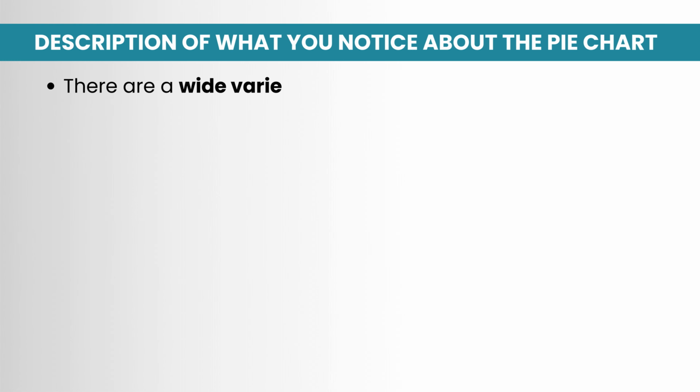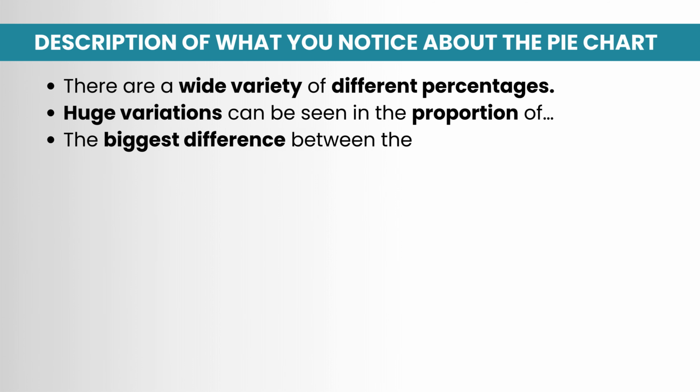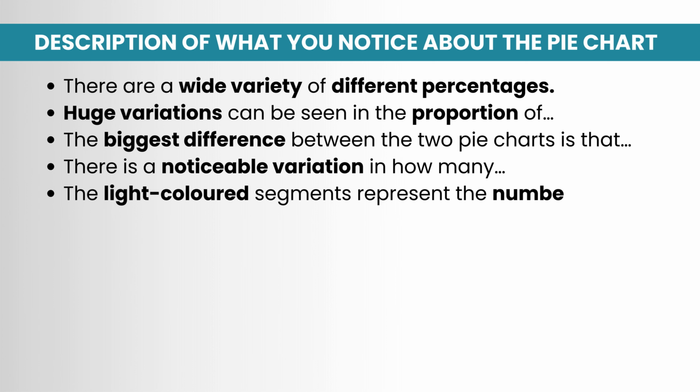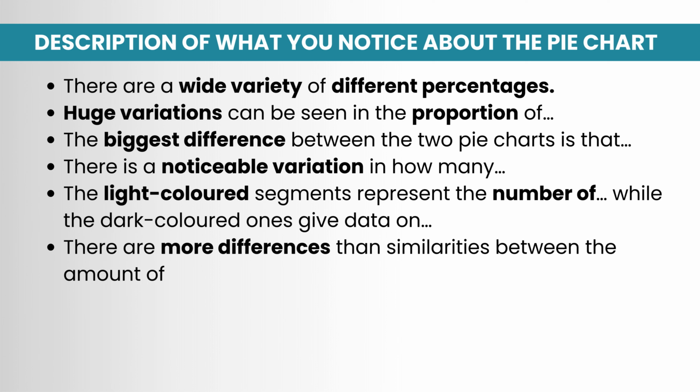Description of what you notice about the pie chart. There are a wide variety of different percentages. Huge variations can be seen in the proportion of. The biggest difference between the two pie charts is that there is a noticeable variation in how many. The light-colored segments represent the number of, while the dark-colored ones give data on. There are more differences than similarities between the amount of and how much.